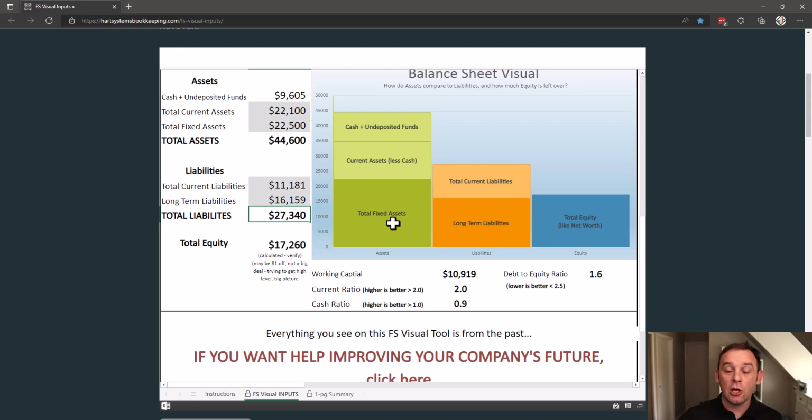Liabilities. Current liabilities, same deal, 12 months. All this stuff is going to have to be paid out in the next 12 months. For instance, credit cards, kind of the opposite of your bank account, right? Accounts payable. Vendors you have to pay back. That's kind of the opposite of accounts receivable.